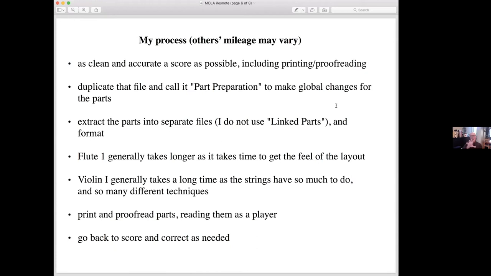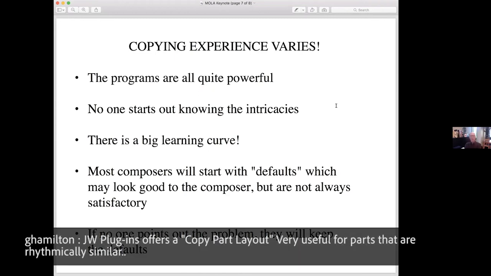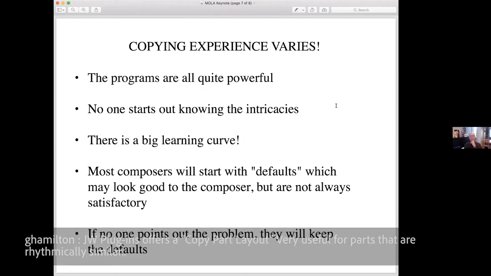But I catch more mistakes when I read through as a player reading through, and that's when I find a lot of the little errors that I then go back to the score and correct. My process is not necessarily the same as everyone else's, but that's one process that I have found works for me. As I mentioned, the amount of experience that individual copyists have really varies. The programs are all quite powerful, but we never start out knowing all the details, and there's generally a pretty big learning curve.